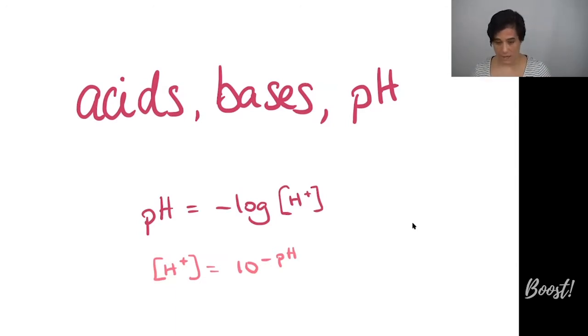So here are the main equations that you're going to need to know and come across in today's session. pH is minus log of the concentration of H plus ions. And in order to find the concentration of H plus ions, all we need to do is inverse that equation, and we get H plus concentration equals 10 to the power of minus pH.